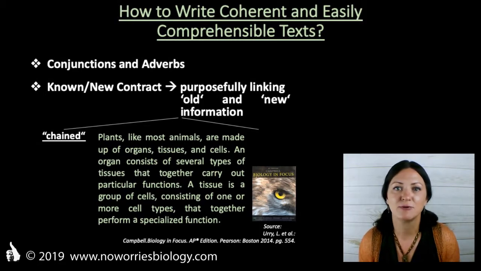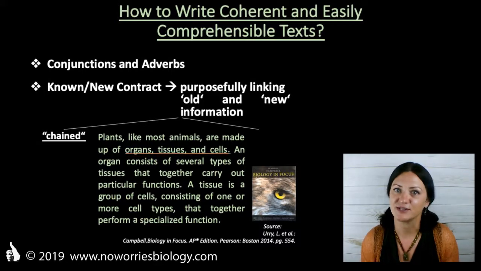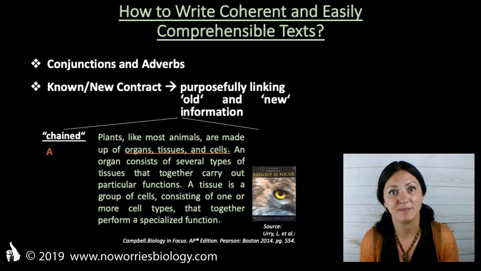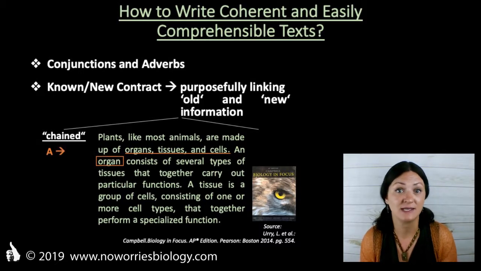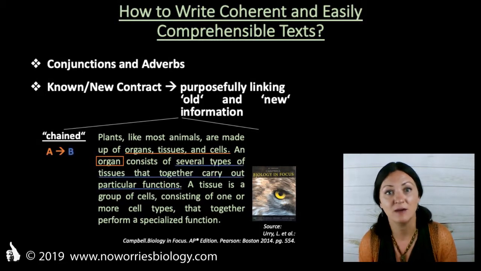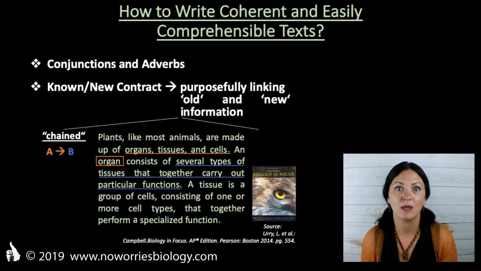The first sentence introduces us to the topic of plants, and we learn about their parts. That is the new information, and we are going to symbolize it with the letter A. A then becomes the known information in the second sentence, about which we learn B. Here, that organs consist of several types of tissues, and so on. I am using the letter B to represent this new information.